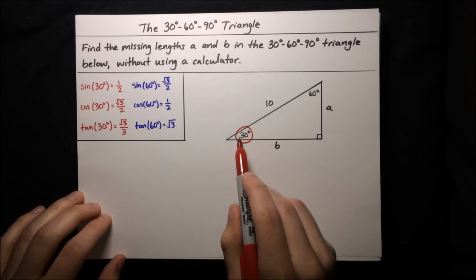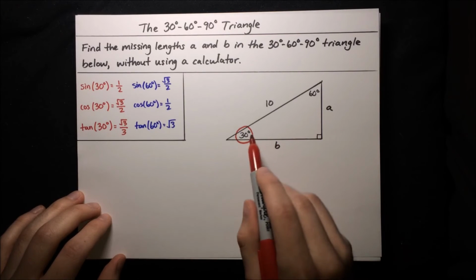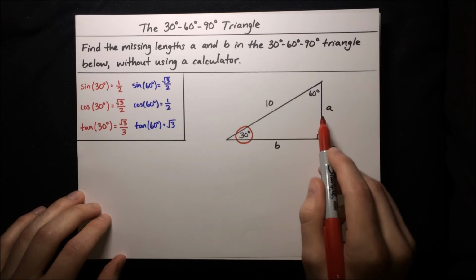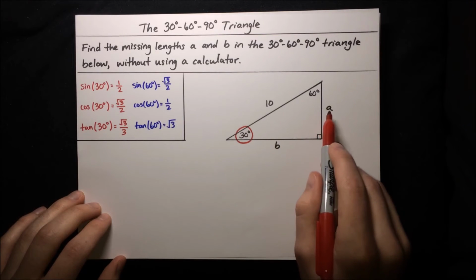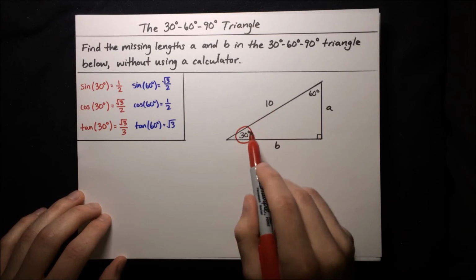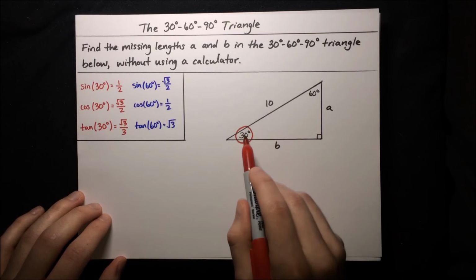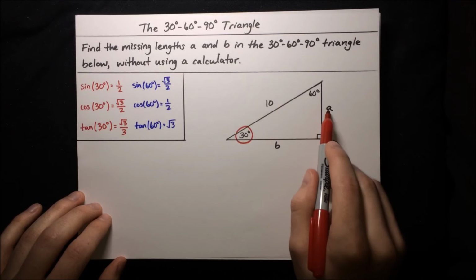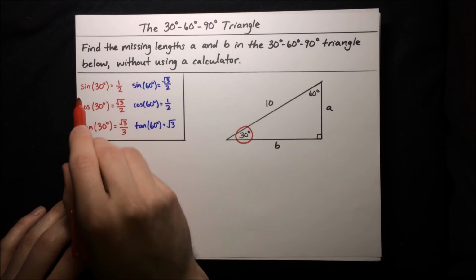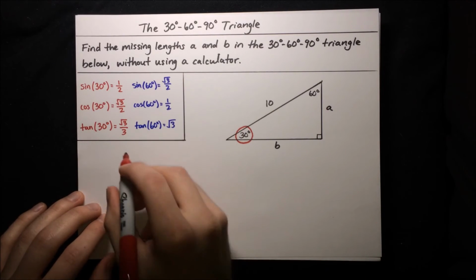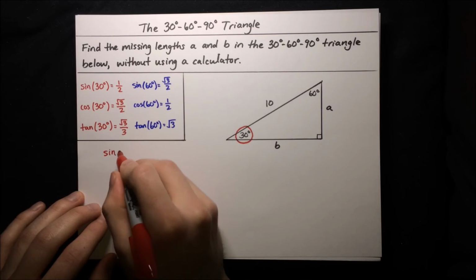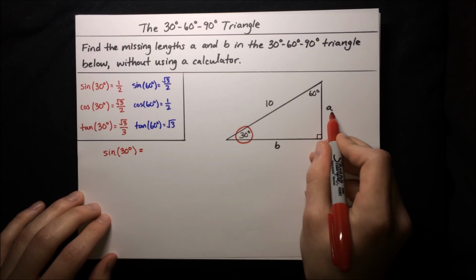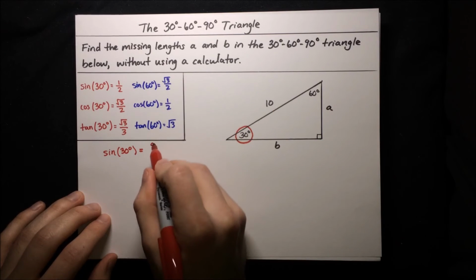So what can we relate A to? Well, we don't want to relate A and B because then we'll have 2 variables in a single equation and we won't be able to solve. But how about we relate A to 10? What trig ratio will relate A to 10? Well, A is the opposite side and 10 is the hypotenuse. OH, that's sine of 30 degrees. So let's write that down. So sine of 30 degrees is equal to, in this triangle, A over 10.